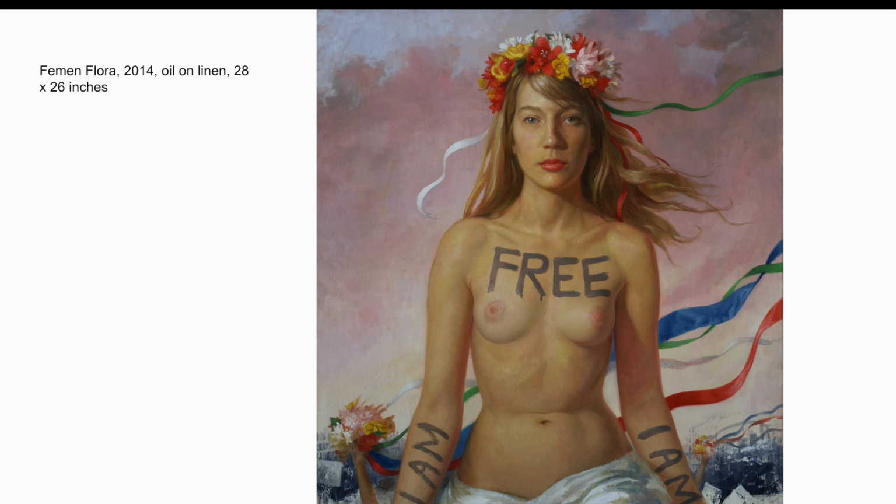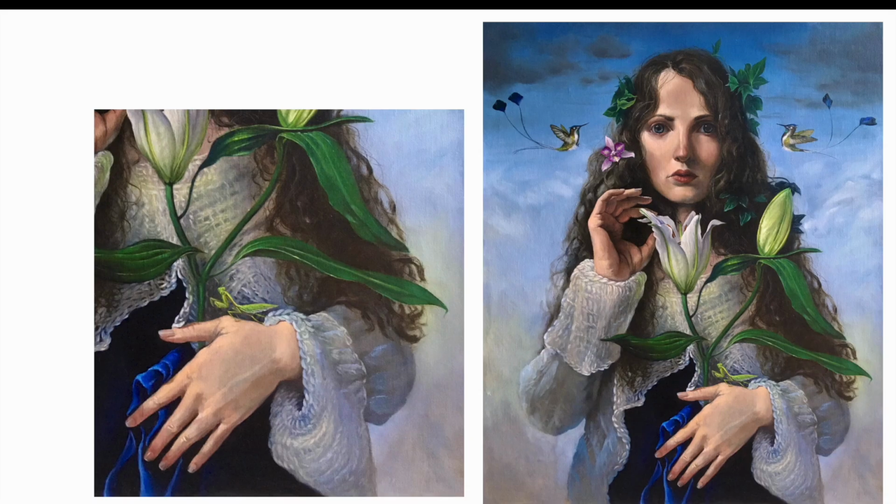Femin Flora. More still with Patricia Watwood here. And then, oh yeah, this one is my Primavera. This is springtime, and this is a model, a person. I painted her portrait. The model was posing with this lily. Lilies have a lot of symbolism, flowers in general, springtime, whatnot.